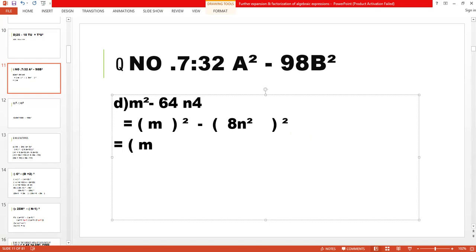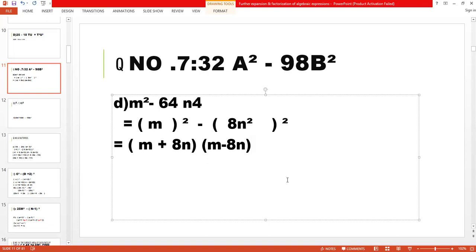So m will remain, the first term will remain the same, then the second term: first time I have to add, that is m plus 8n, and second time I have to subtract, m minus 8n. These are not like terms, so we can't add or subtract. It depends upon you. First you can subtract then add, or first add and then subtract. So this one is the part D of question number 7.